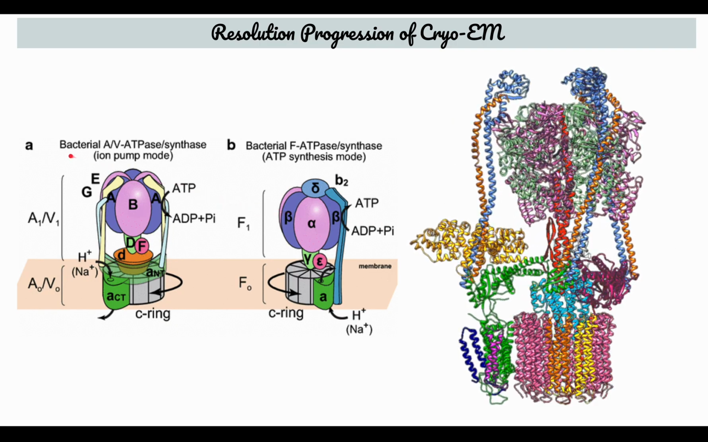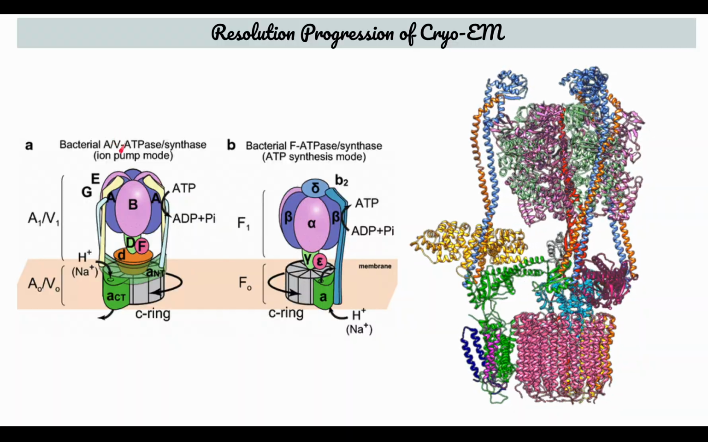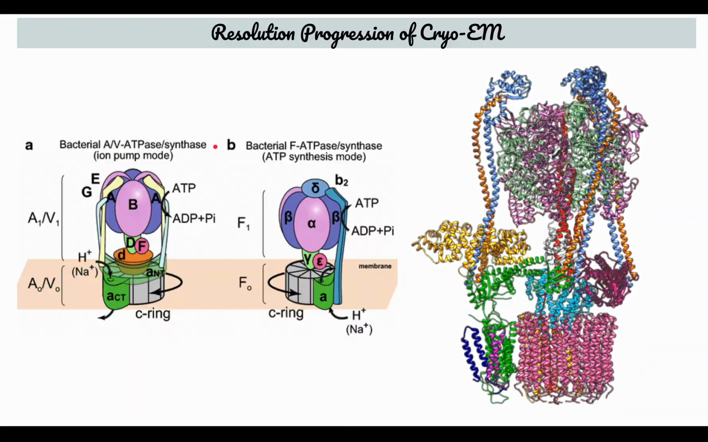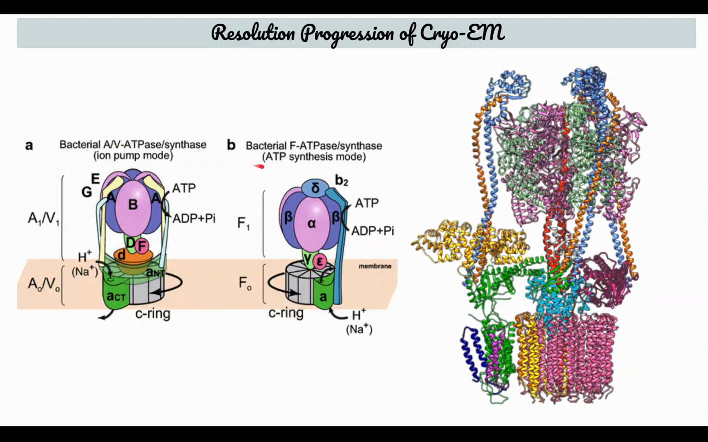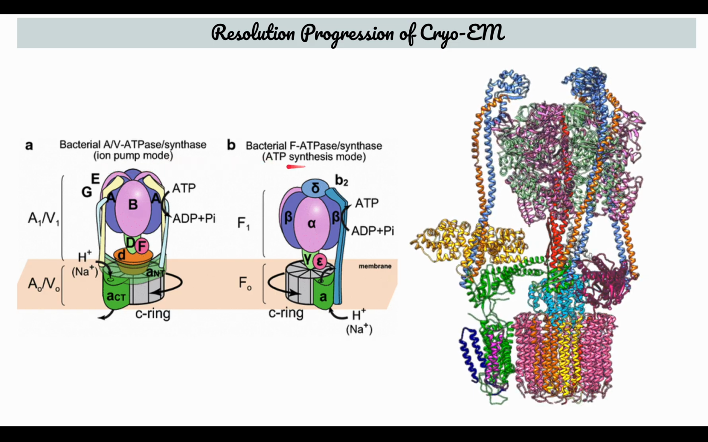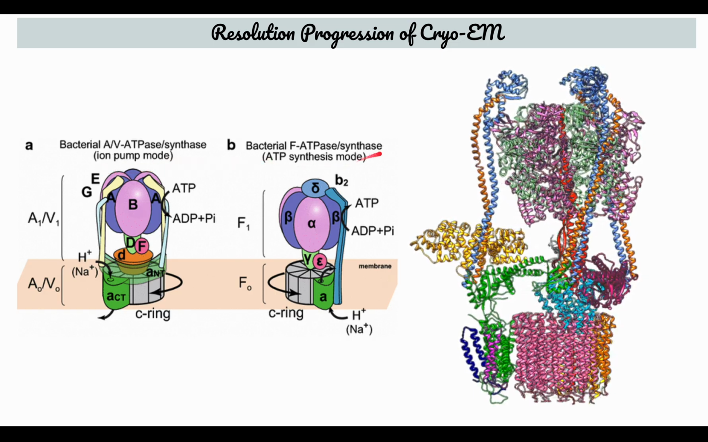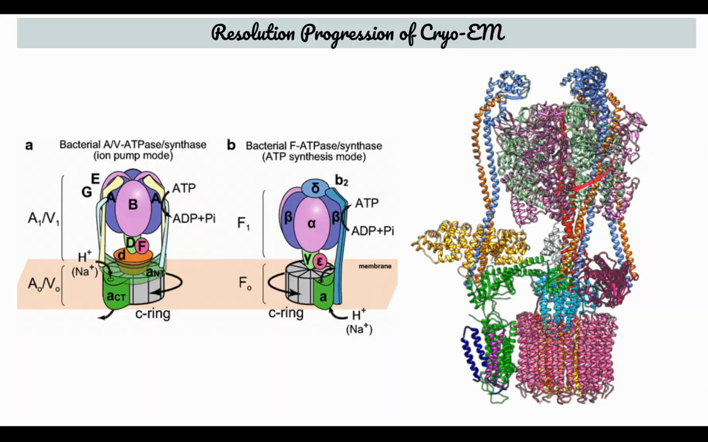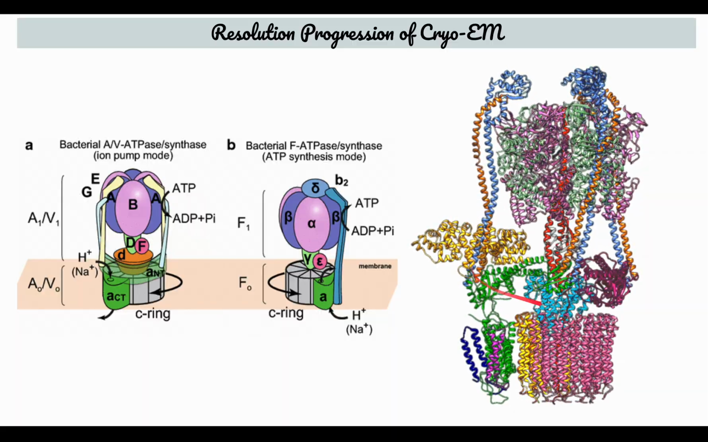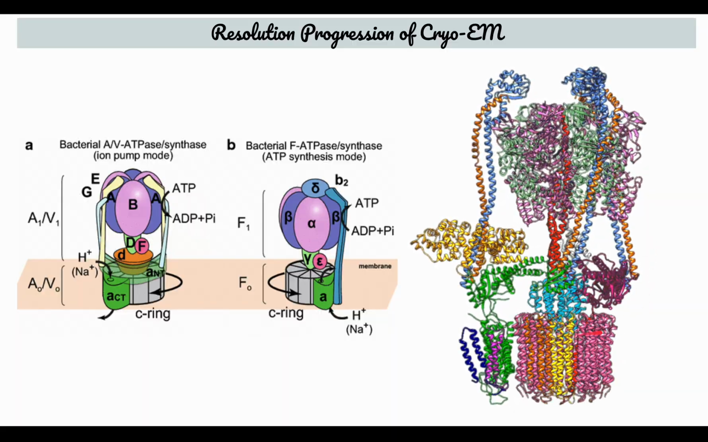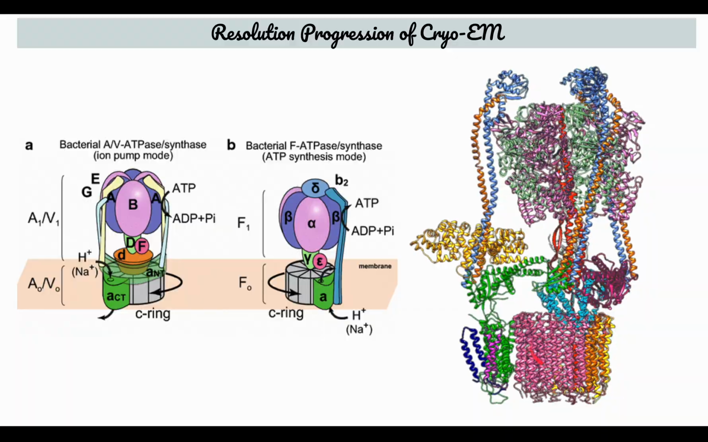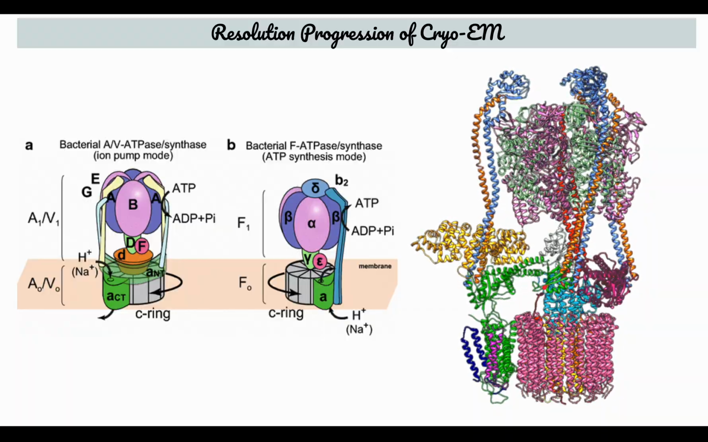So this is the example of bacterial A/V ATP synthase. It has two different modes. One is ion pump mode, another one is ATP synthesis mode. In this, 10,000 pictures are collected and then placed on each other to construct this movie. Now it is showing the movement of this part of the protein, which is the rotor.